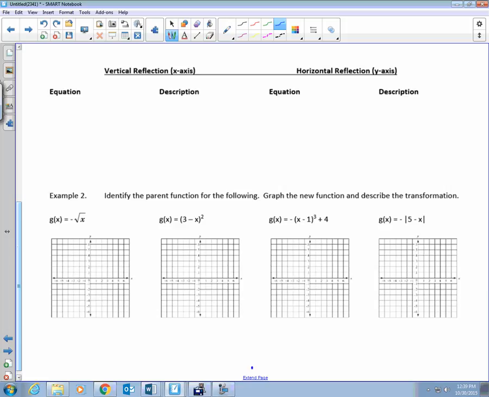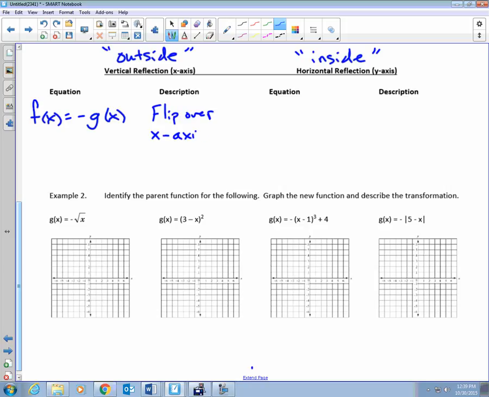Okay, now let's talk about reflections. If it's on the outside, it's vertical. If it's on the inside, it's horizontal. So if you have a function f of x equals negative g of x, that negative is on the outside. The negative is on the outside, it affects it vertically. So it will flip it over which axis? Yep, a vertical flip will be over the x-axis. Flip over x-axis.